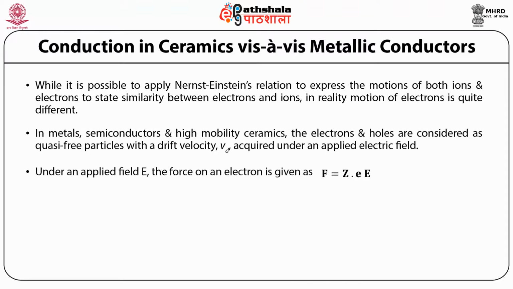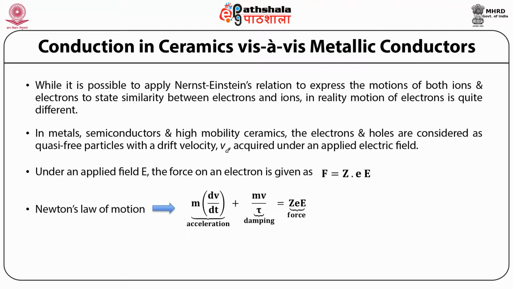Under an applied field E, the force on an electron is given as F = Z e E. In such conditions, the drift velocity increases in such a manner that it is expressed by Newton's law of motion. So the acceleration term m dv/dt plus the damping term mv/τ is equal to ZeE, which is the force.